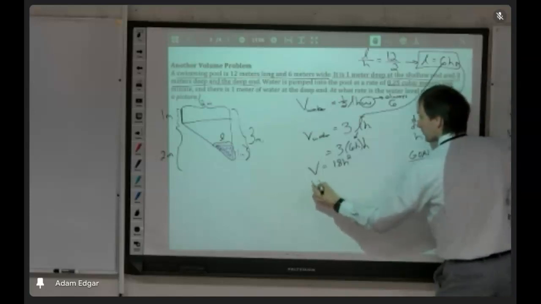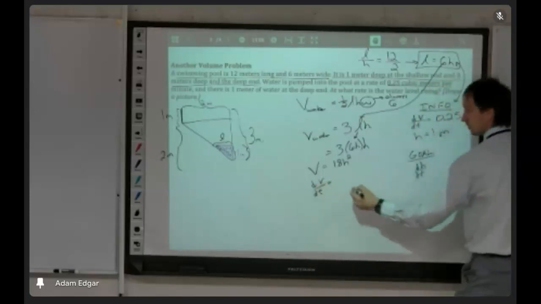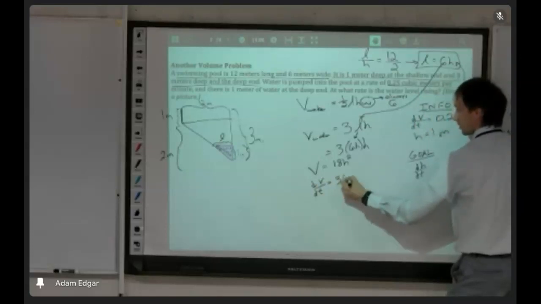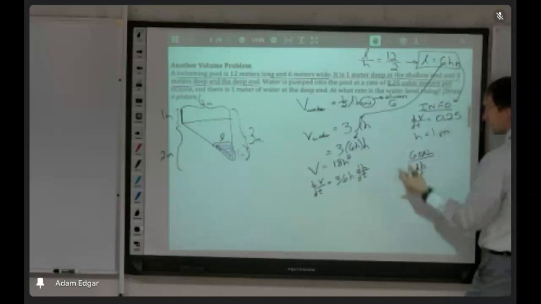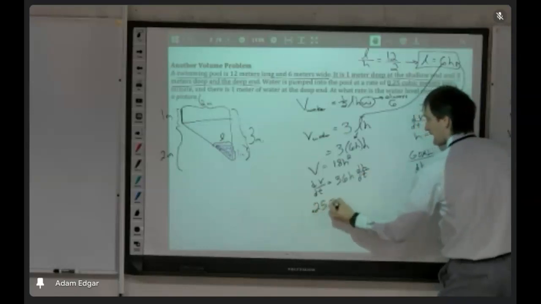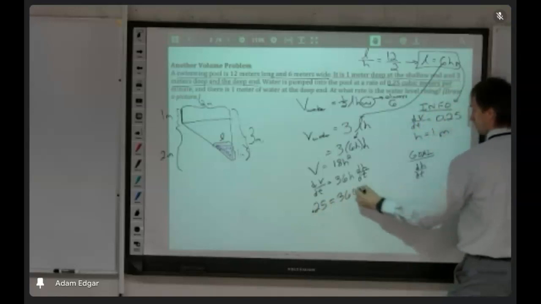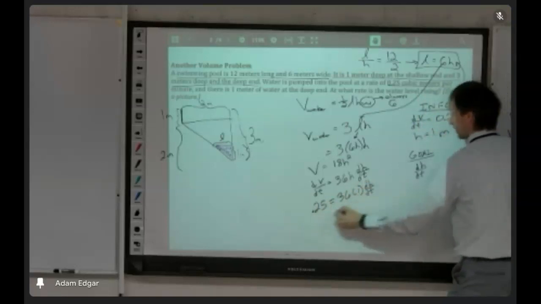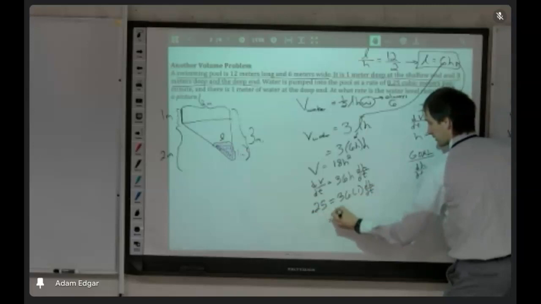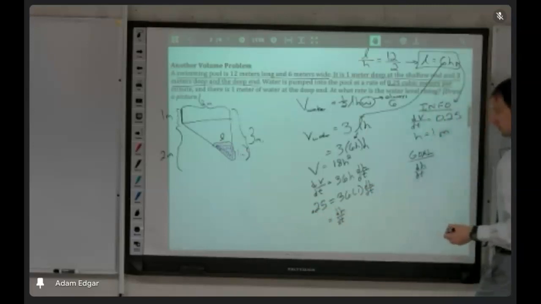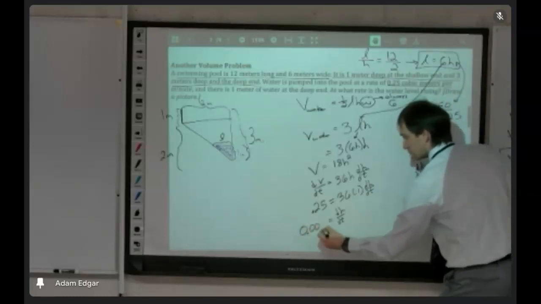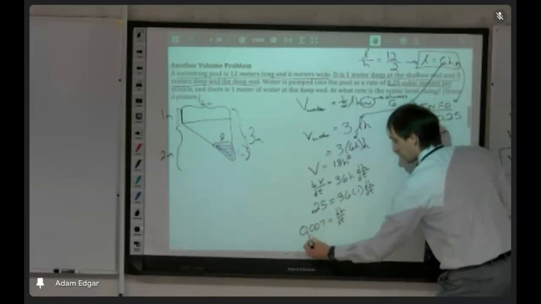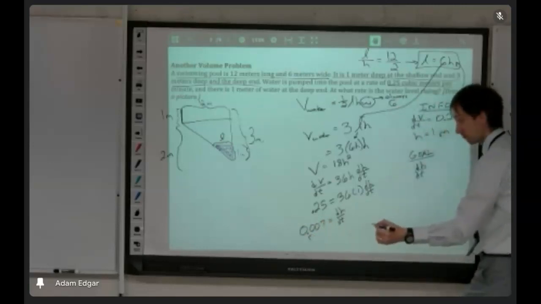So differentiate, what's dV/dt equal? 36 h dh/dt, fill in information, you got 0.25 equals 36 times 1 times dh/dt. So what's 0.25 divided by 36? 0.007, and units are... 6.7? All right.